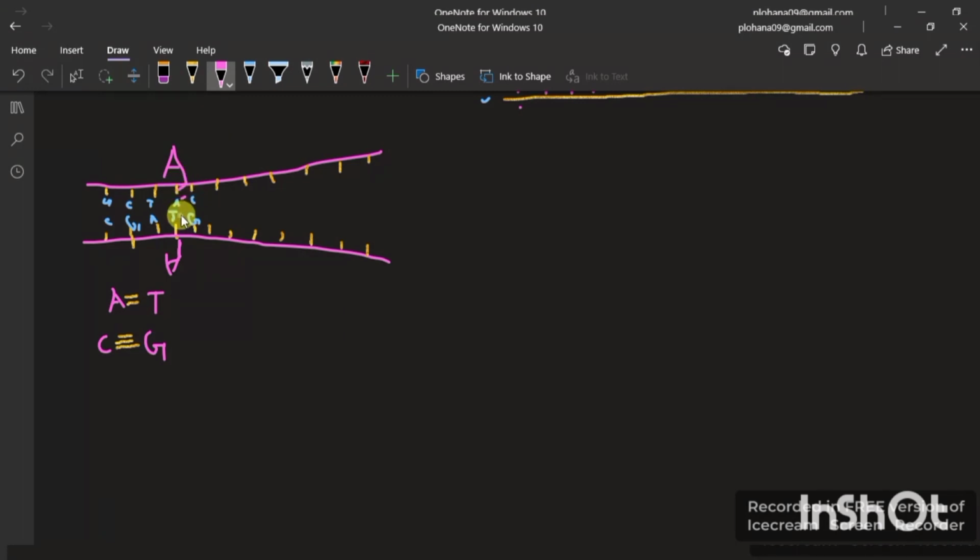As you can see here, A and T. It will start breaking the bonds between them because they have a double bond. So they'll be separated like this. After the separation, what will happen? It will make a replication bubble. This is the replication bubble.